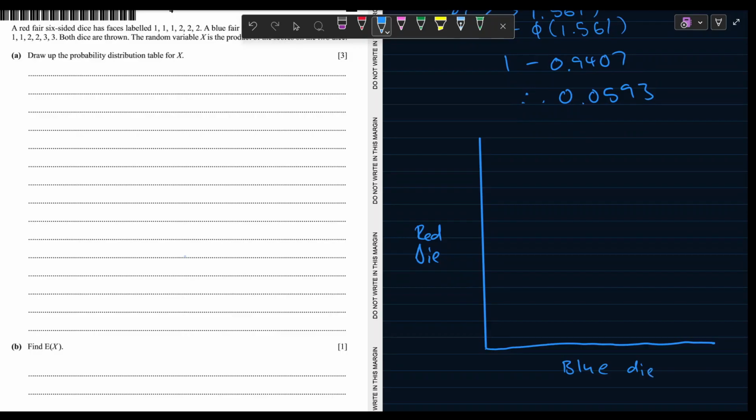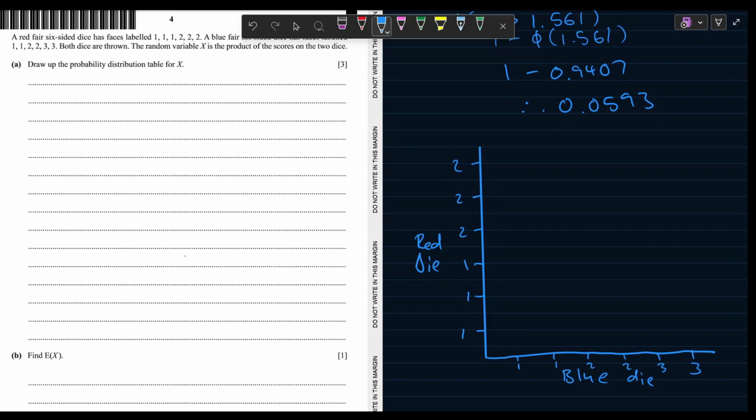And we know that our red die has faces labeled 111222. So we're gonna have 1, 1, 1, and then we could do 2, 2, 2. All right. And then for the blue die, it's 1, 1, 2, 2, 3, 3. And we are told that X is the product of the scores on the two dice.